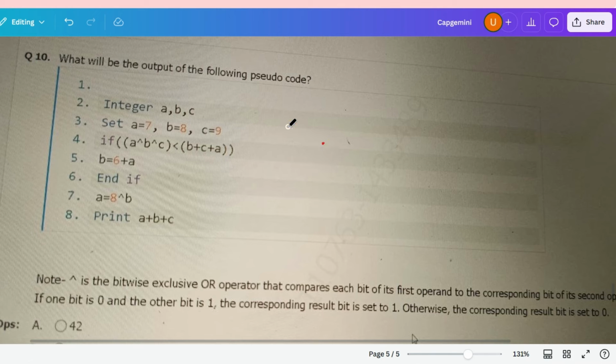Okay, so A means 7. 7 is equivalent to this, and B is 8. So 8 is equivalent to 1000. Okay, so let me just put 10 here.